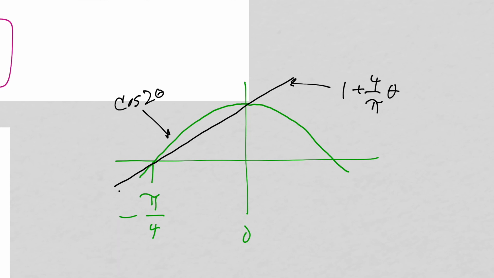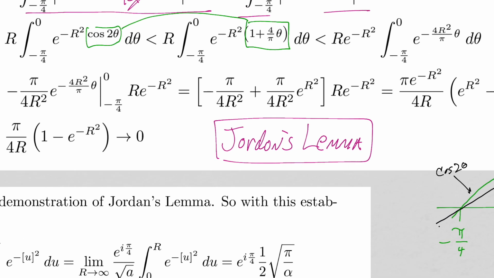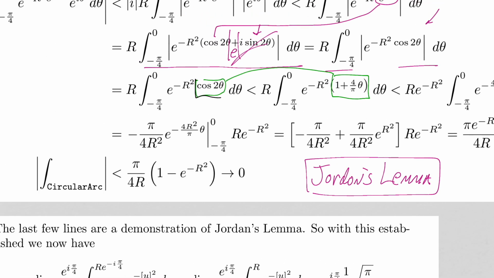So we can replace the cosine of 2 theta. We can replace this because, remember, this is the negative exponent of positive quantities. So the larger this positive quantity is, the smaller that exponent is going to be. So e to the minus r squared cosine 2 theta will always be smaller than e to the r squared times 1 plus 4 over pi theta. So this inequality is totally legitimate, right?